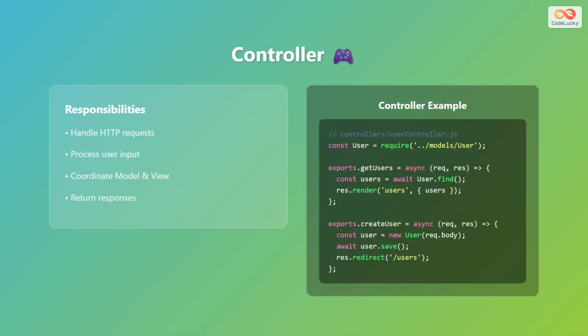Let's take a look at the controller component. The controller handles HTTP requests, processes user input, coordinates the model and the view, and returns responses. An example of a user controller is shown, which retrieves users from the model and renders them to the view, and also handles the creation of new users.